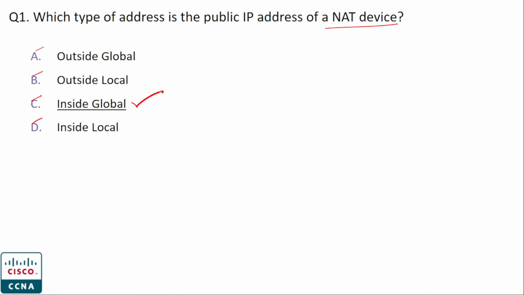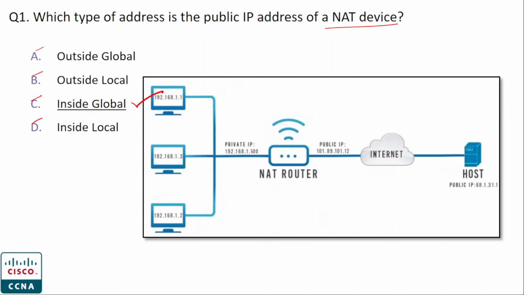the inside global. So these are the different types of IP addresses that are used inside and outside the NAT device or the NAT router. So these are the inside local IP addresses, including this. This is the inside global, that is the public IP address, or we can also call it the NAT inside global IP address. And then this is the outside global.